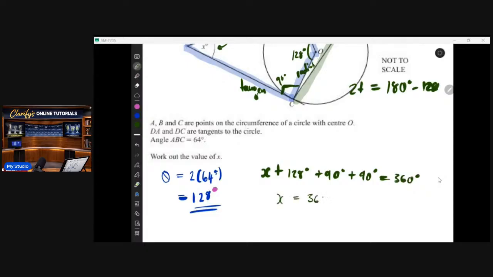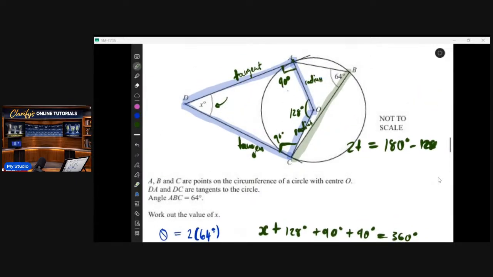x will be equal to 360 degrees minus, then you add them in the bracket, 128 plus 90 plus 90. All these will subtract together. What is x going to be? Can somebody punch in the calculator exactly like this and tell me what you get?